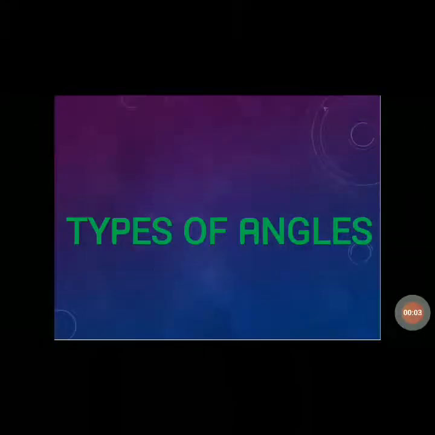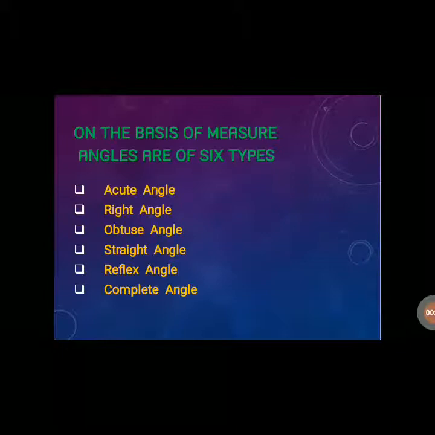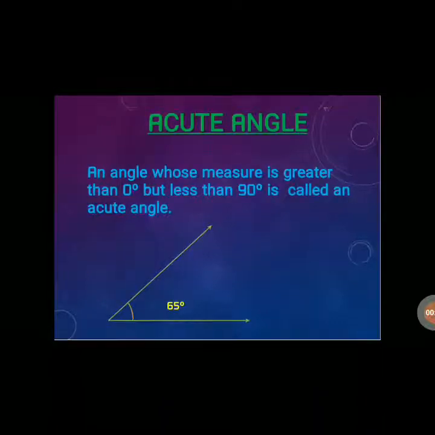Types of angles. On the basis of measure, angles are of 6 types: acute angle, right angle, obtuse angle, straight angle, reflex angle, and complete angle. The first one is acute angle. An angle whose measure is greater than 0 degree but less than 90 degree is called an acute angle. See an example of angle 65 degree.